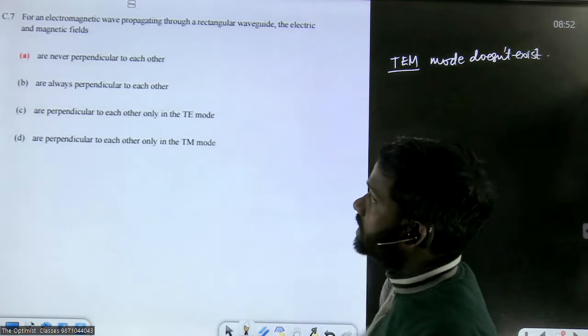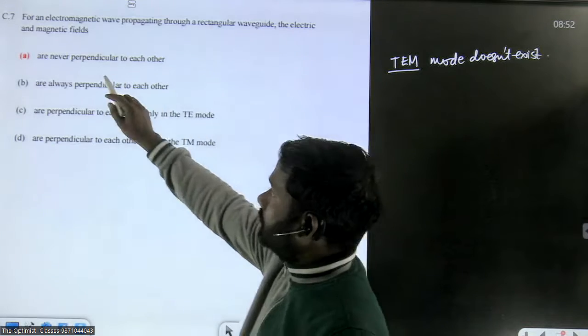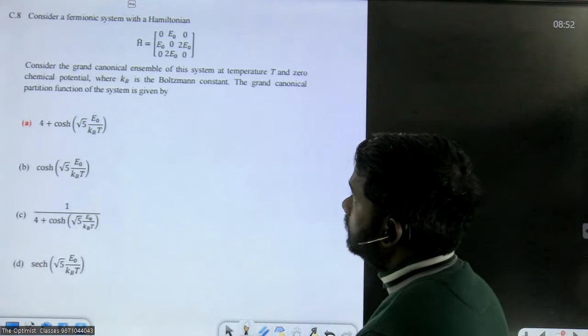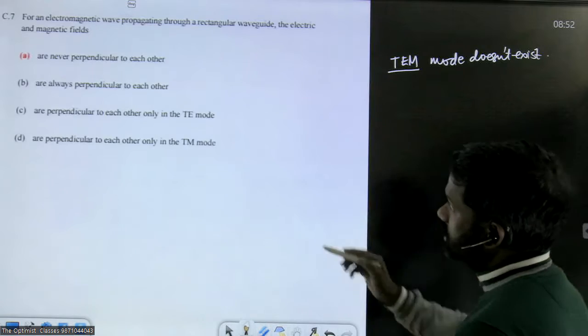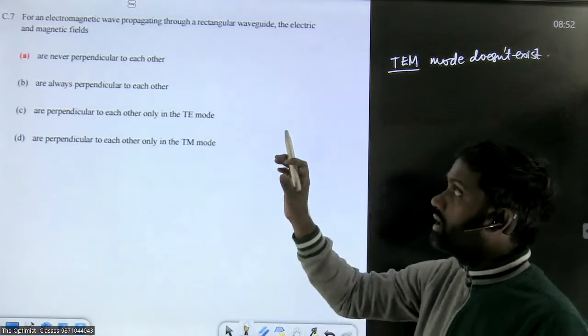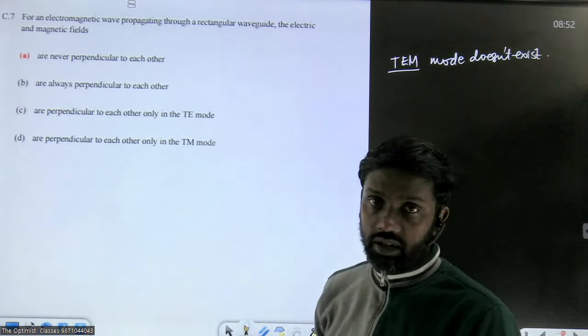So that's why we say that these are never perpendicular to each other. Now let's discuss. The correct option for this one is very straightforward. This is not a numerical problem but a theoretical problem. So this is directly from theory. You can check in Griffith's book, it is mentioned there also.